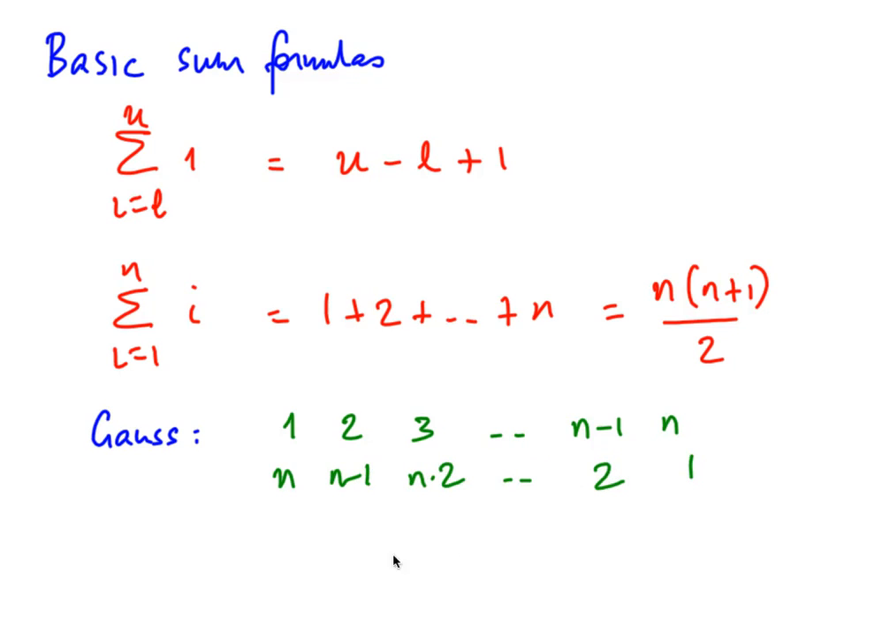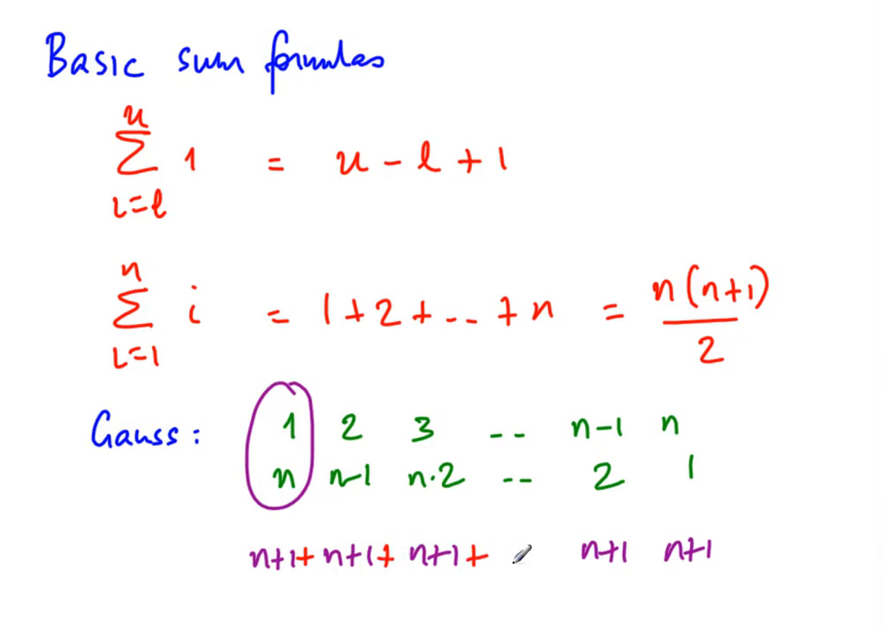And now Gauss said let's add the subcolumn y. So n plus 1 is n plus 1 of course. N minus 1 plus 2 is again n plus 1. So each of these columns adds up to n plus 1. How many columns are there? Well, there are n columns. So if I add up across all the columns, then what I have is n columns times n plus 1. So this is the total summation.